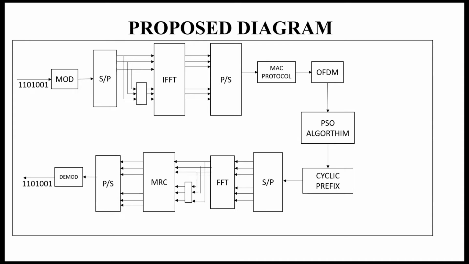After it passes through the serial to parallel converter, the guard interval is removed, then an FFT block, a demodulator, and then it passes to the MRC, where MRC stands for maximum ratio combining. It is used to resolve the signal into the original shape, and finally it passes to the parallel to serial converter to obtain the transmitted data. In the absence of fading and noise, the transmitted data is recovered without any error.